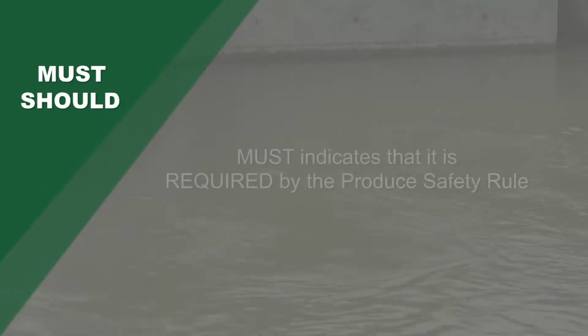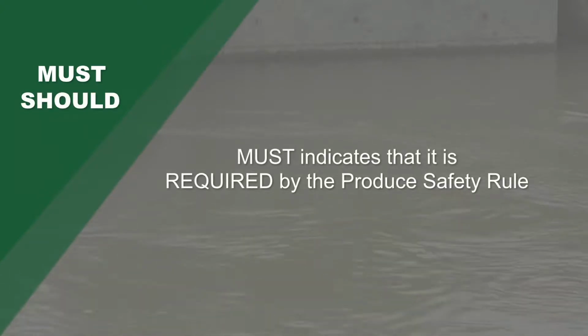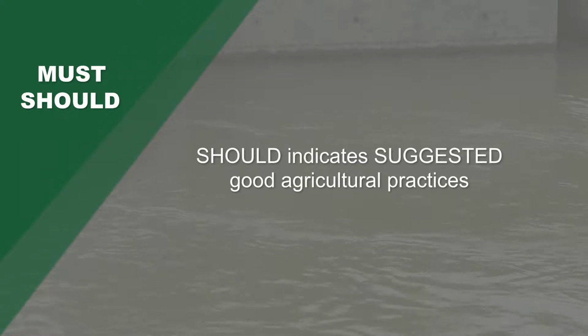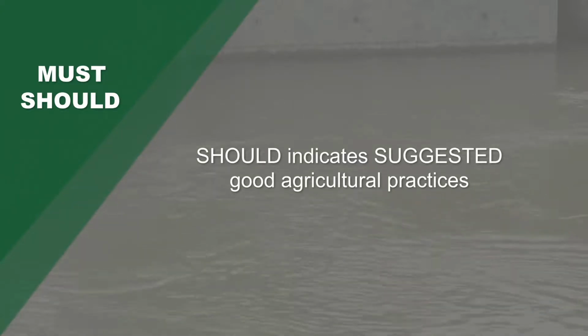There will be definitions of important terms included on screen throughout this video. Feel free to pause the video at these times in order to review the definitions. Pay attention to the words must and should. Must indicates that it is required by the Produce Safety Rule. Should indicates suggested good agricultural practices.